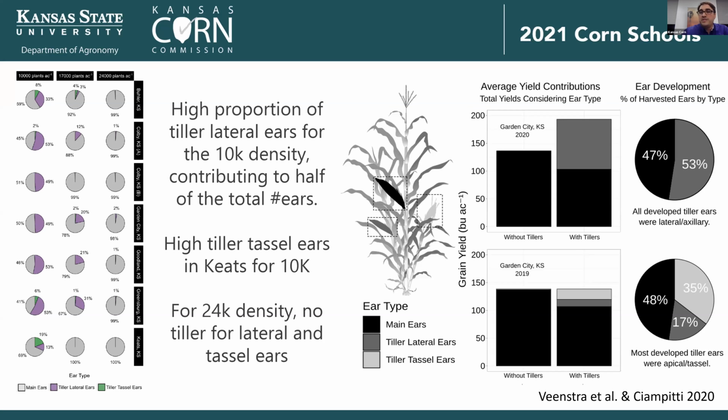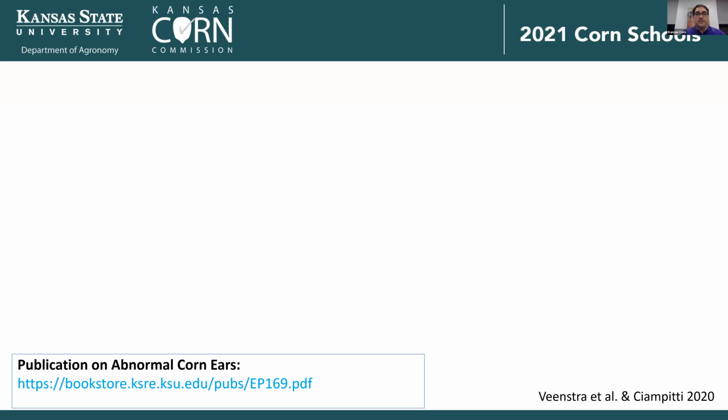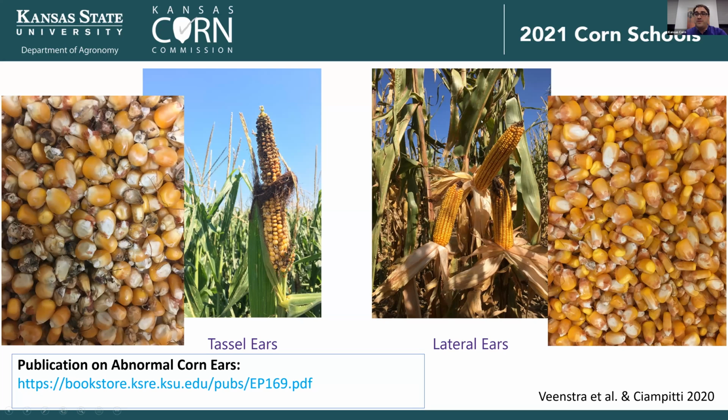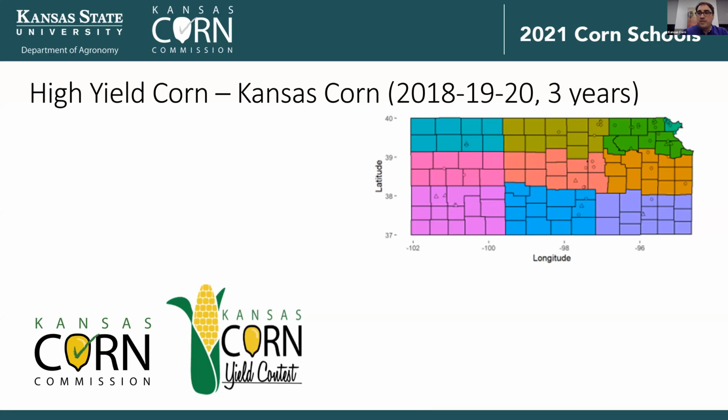A few things that we are working on right now is to study what are the main factors that are helping to form those lateral ears. Just to give you a quick picture of this, if you want to know about abnormal corn ears, here is the link for getting to this information. We have multiple pictures of abnormal corn ears. Here is the difference between a lateral ear and the grains from the lateral ears, and here is the difference versus an apical tassel ear. Most of the time, those tassel ears are not productive. So anytime that we have tillers but a lot of formation of tassel ears, those will not be productive, and the effect of the tiller in many situations is not negative, but it's not contributing to yields.